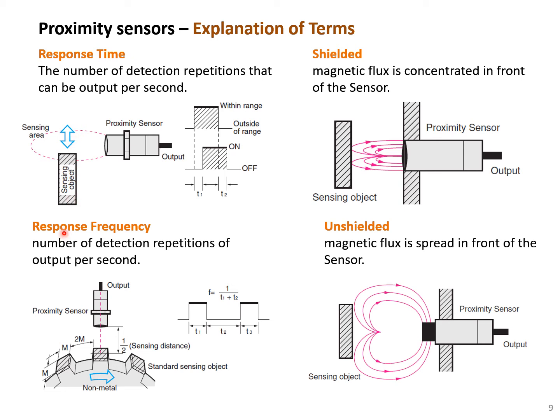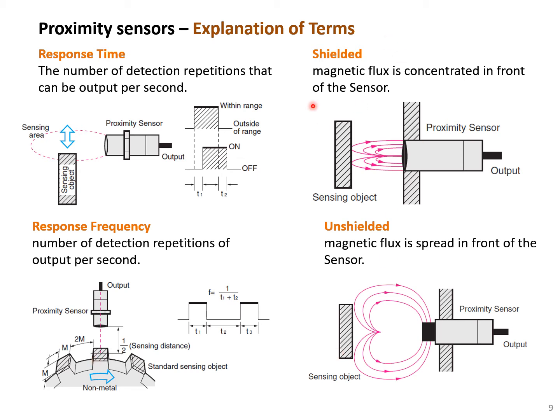Response frequency is the number of detection repetitions of output per second. So let's say we have a gear, or a queue of objects passing by, and the sensor is going to detect those objects. If those objects travel very fast, the sensor might not be able to detect them and could miss some of them in between.